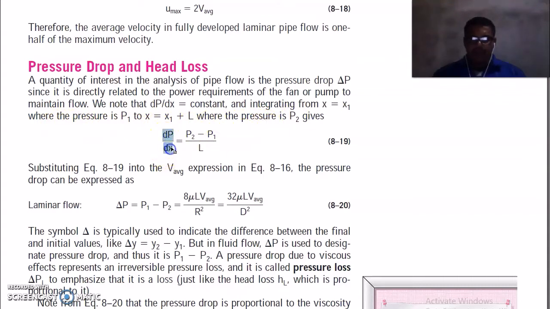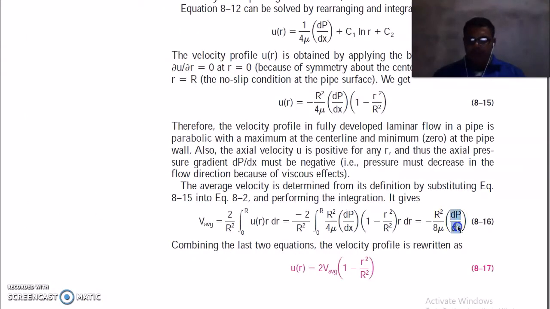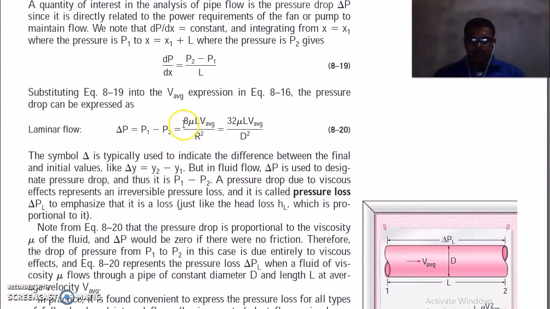Now dP by dx you can calculate from the above equation, and when you take this to the other side, you will get the pressure drop in terms of V average, which is 8 mu V average L by R squared. So this is your pressure drop in case of laminar flow. If you replace R with D, it will be this.